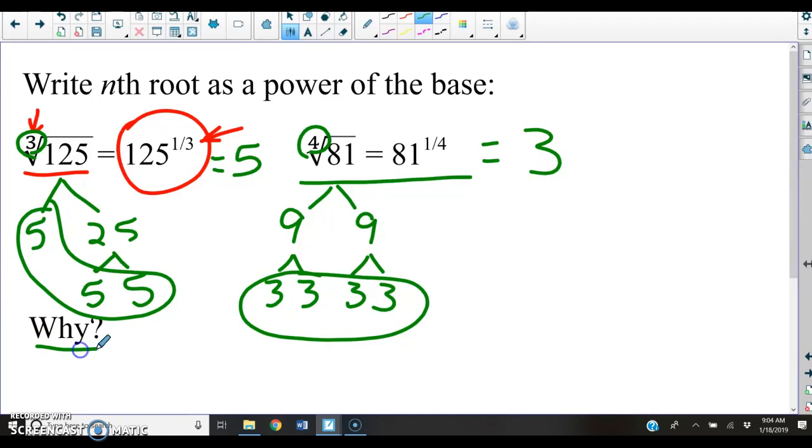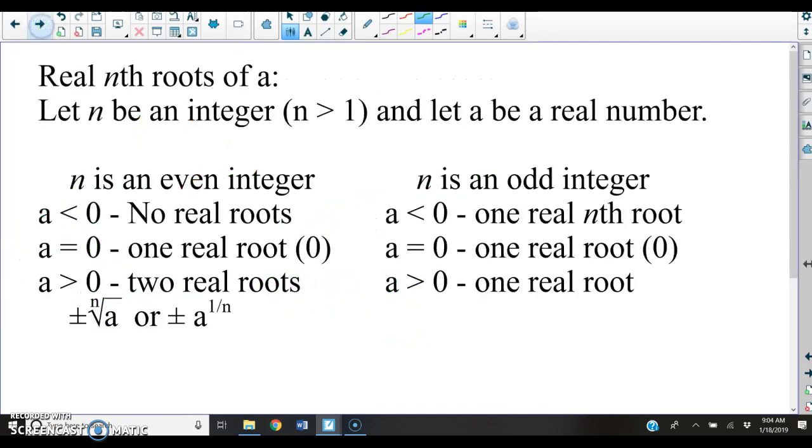And I think now we have answered the why. Okay, some things that we should talk about. n is some integer. You're going to work with integer indexes. We are not going to have the 1.5 root of 16, say. It's going to be an integer in your index. And a is some real number.